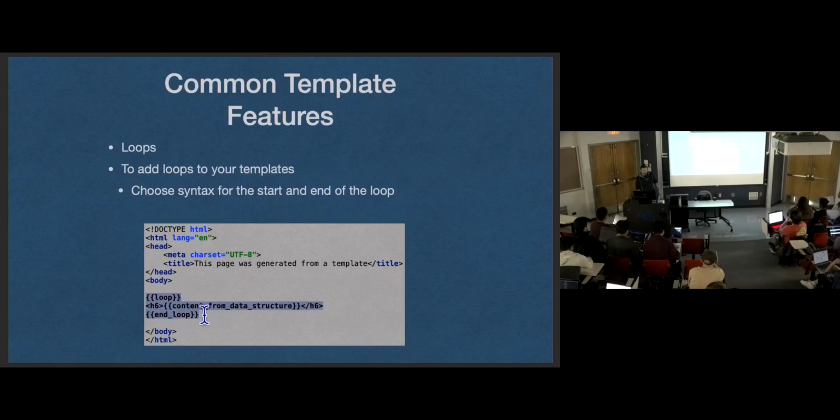We can do loops. If you use handlebars or any other template engine, they should all have this anyway. We can have loops. If I have content that needs to be rendered for each element of a data structure, I can have placeholders that indicate the start and end of a loop, and then placeholders inside the content of the loop that needs to be rendered for each element of that data structure.